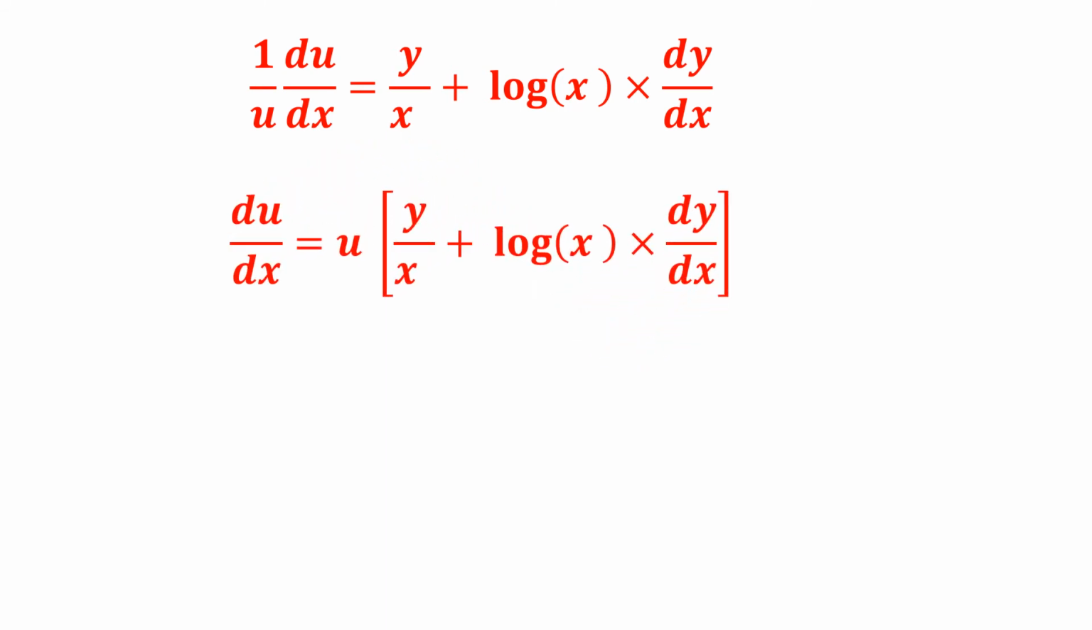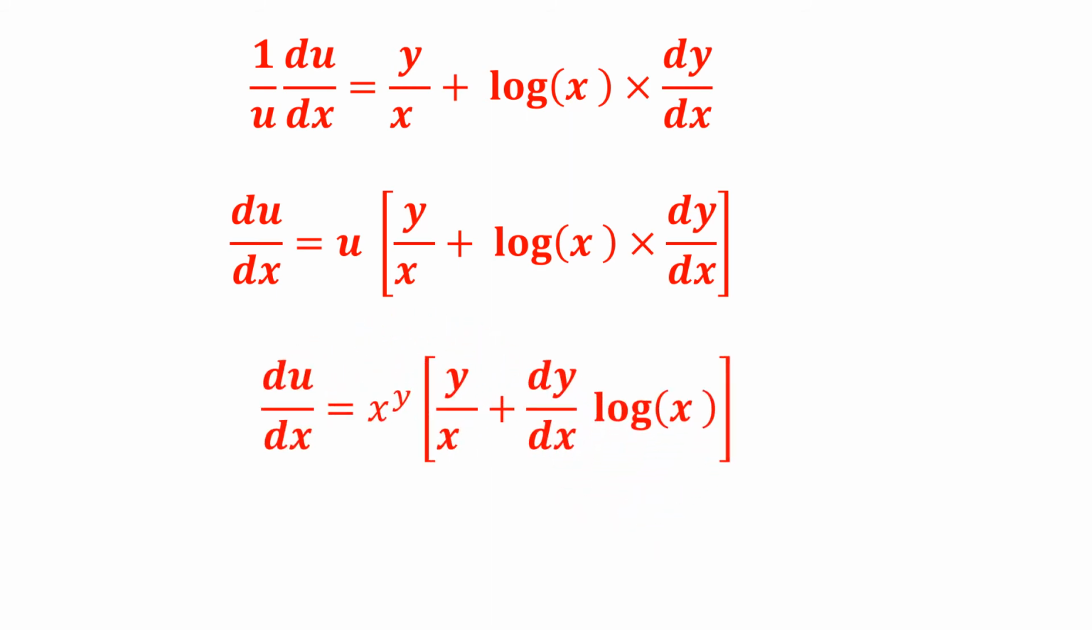Now, u should be brought to the right hand side. u multiplied by (y by x plus log x into dy by dx). Where du by dx is x power y into (y by x plus dy by dx into log x). We will keep it ready. We call it as equation number 2.